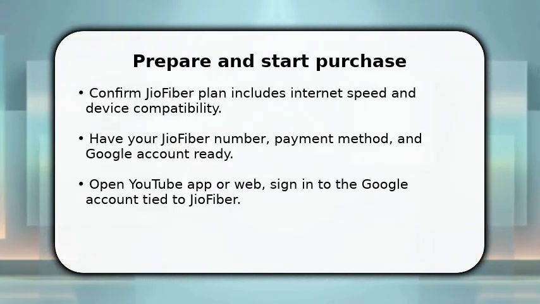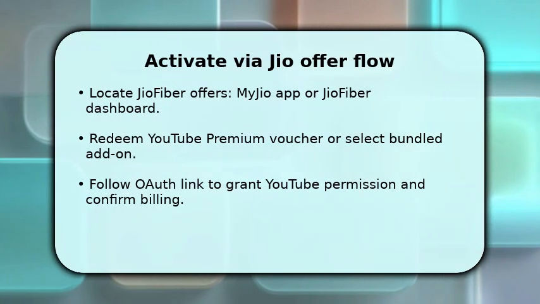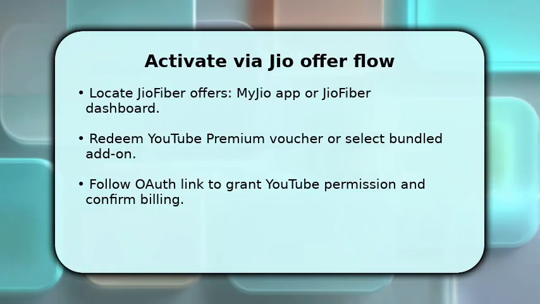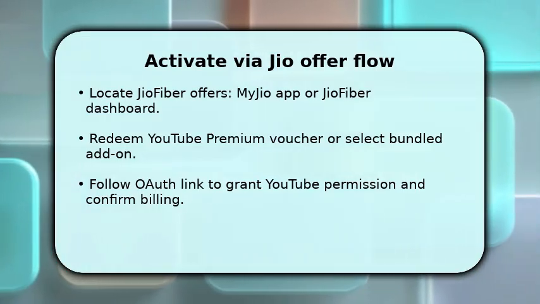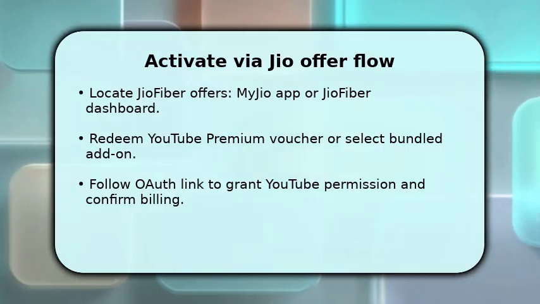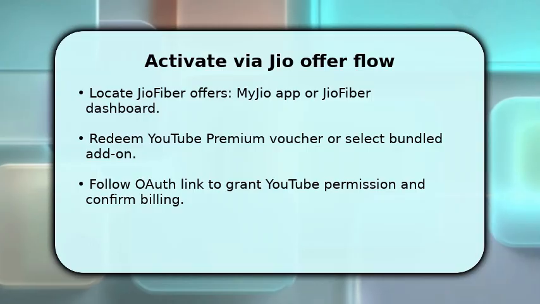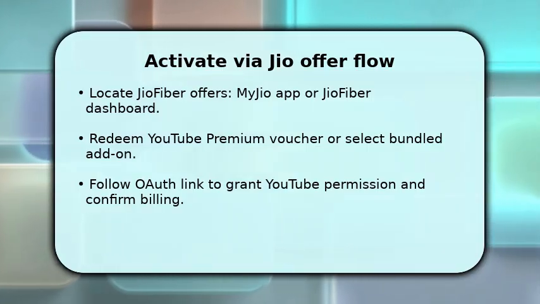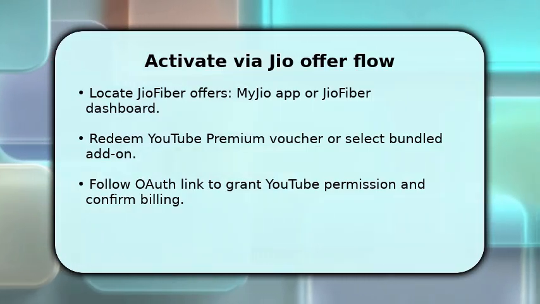You navigate the My Geo app or GeoFiber dashboard and find the YouTube Premium offer. This is the central activation step. When you select the offer, redeem or apply the voucher code and follow the provided OAuth link that hands permission to YouTube. This is why you need the same Google account signed in.